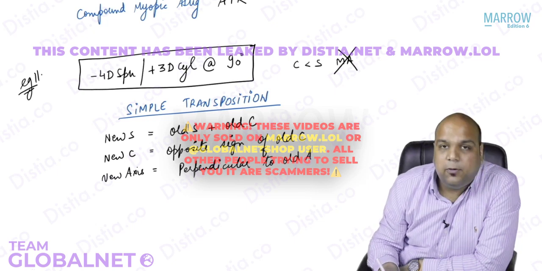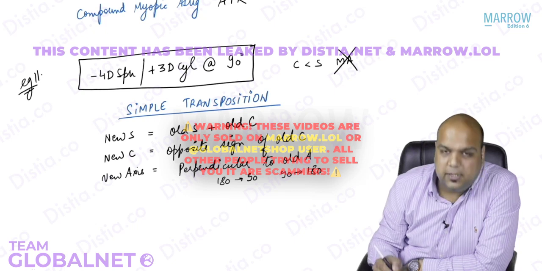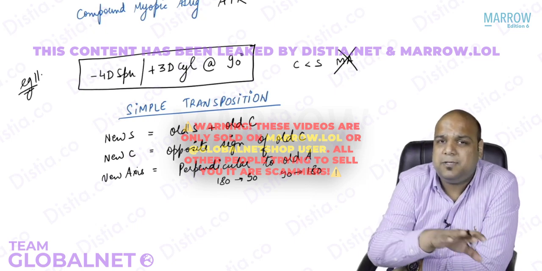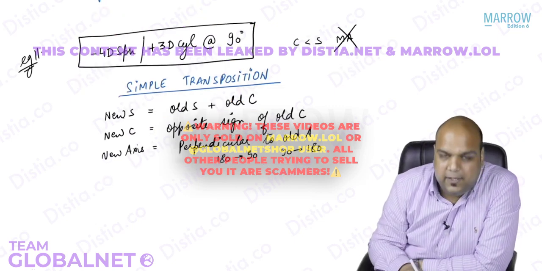What do you mean by perpendicular to old axis? 180 becomes 90 and 90 becomes 180. Yes or no? Vertical becomes horizontal, horizontal becomes vertical. So let us apply this rule, everybody. What does the new sphere become?